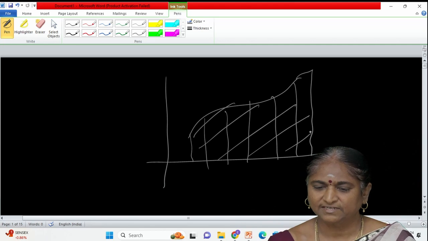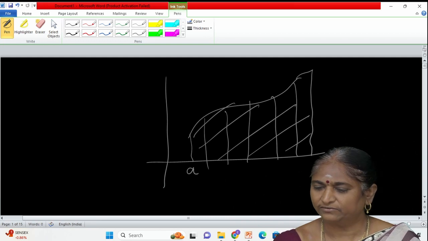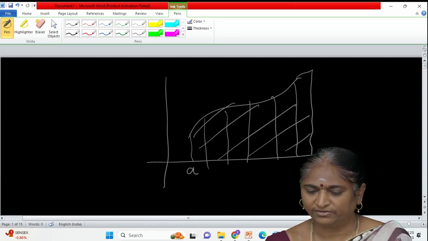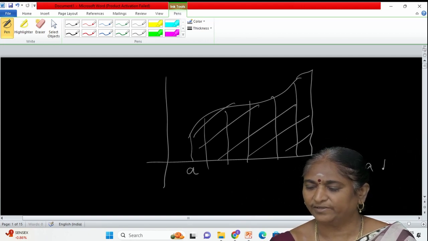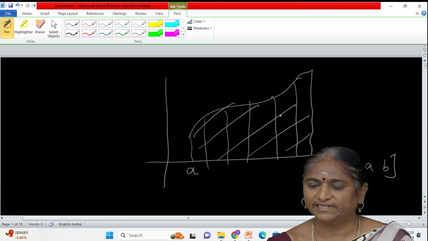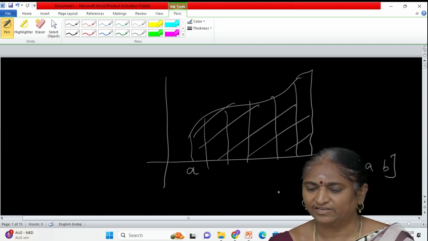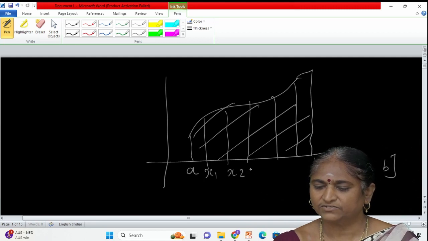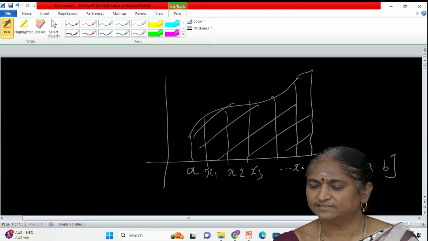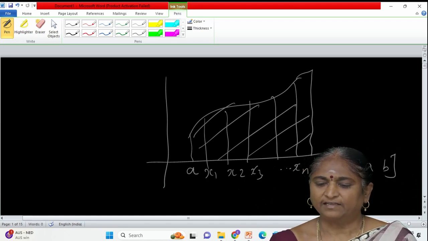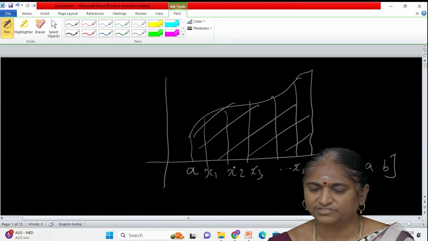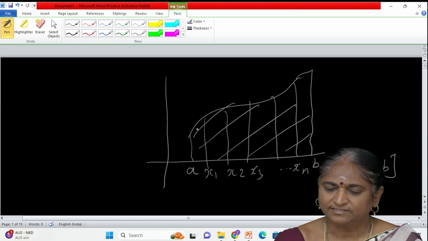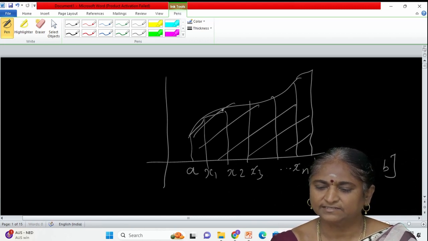So what do we have to do first? First we define the closed interval A to B over which we find the area. For that, we divide the entire area into n, an even number of equal segments, x1, x2, x3, etc., xn, and each one is an equal section. Now we approximate each section by a parabolic curve, joining the points by straight lines.